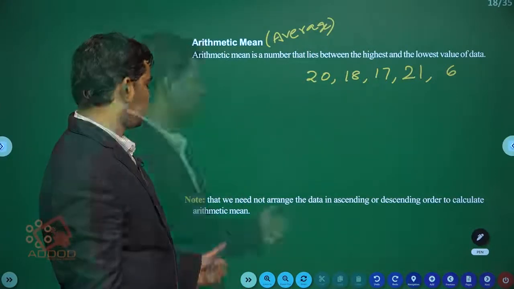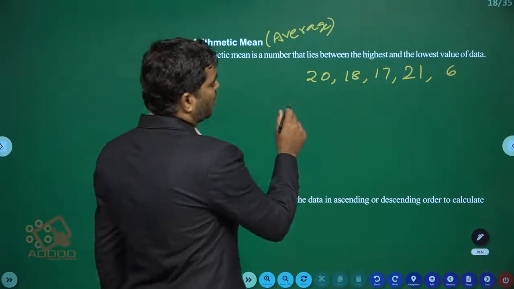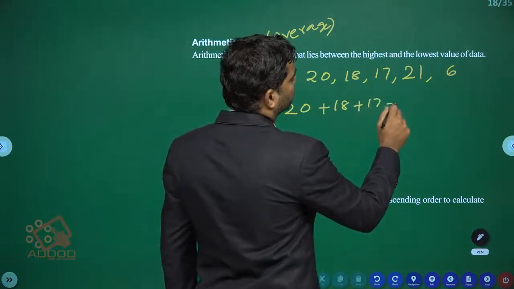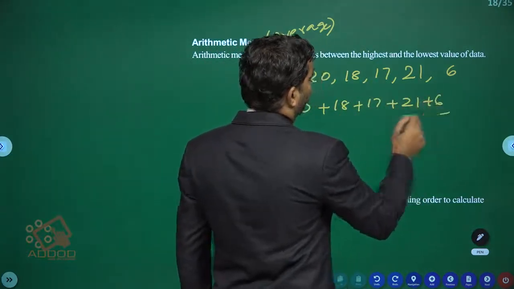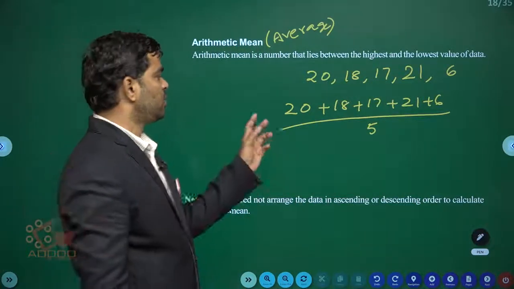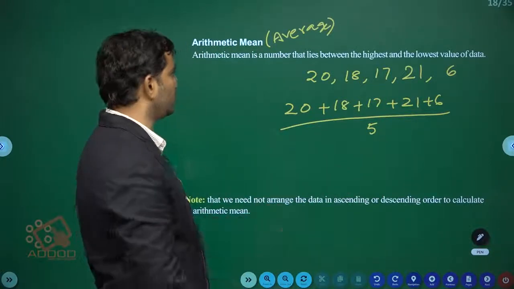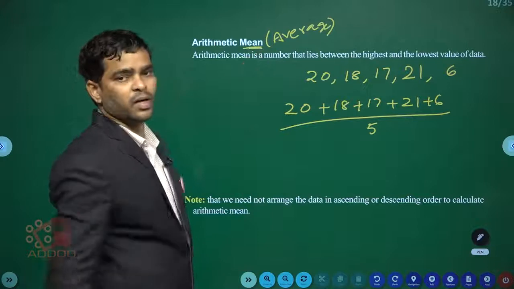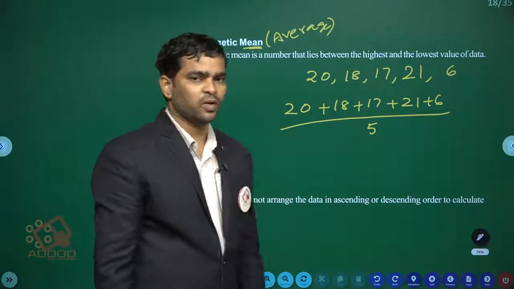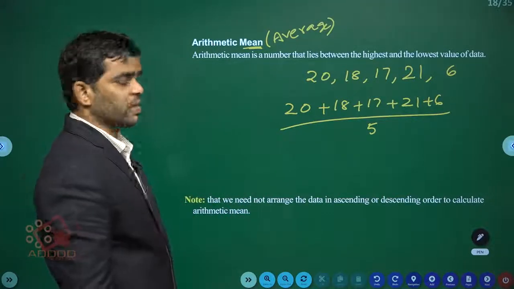How to calculate? You have to add all the marks: 20 plus 18 plus 17 plus 21 plus 6, and divide by the number of students, which is 5. That is, the sum of the marks divided by the number of students gives you the arithmetic mean or arithmetic average. You do not need to write them in descending or ascending order. It is not required to find the arithmetic mean.